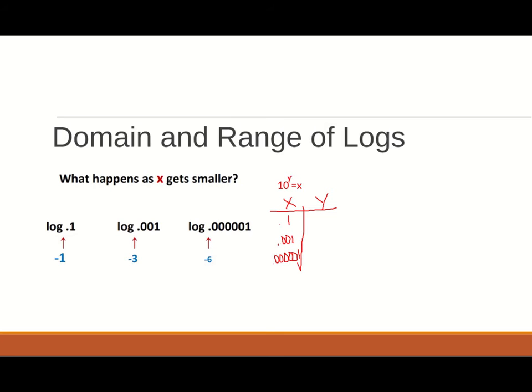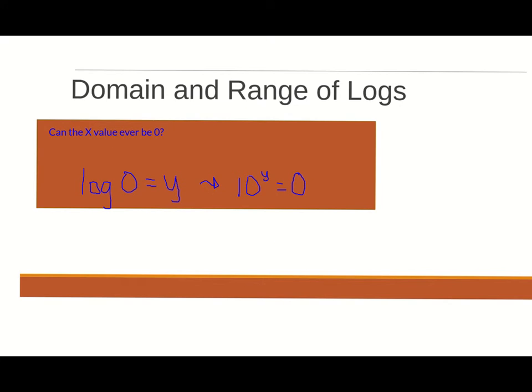So as we see, the x value is getting smaller and the y values are now going to the negatives, but the x value is still positive. So what does that tell us about domain and range? So the question becomes, can the x value ever be 0? Because remember, the x value, that's your domain. Can the x value ever be 0?